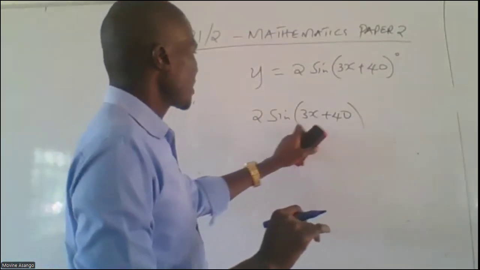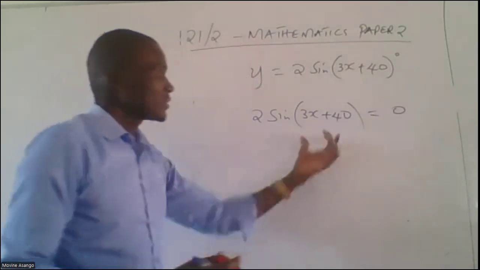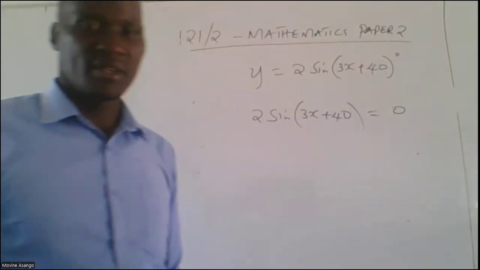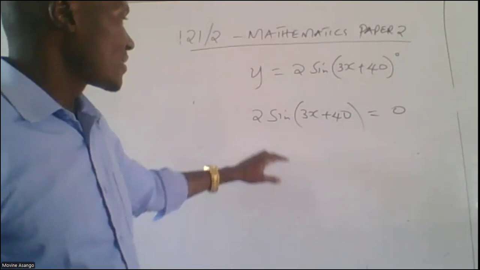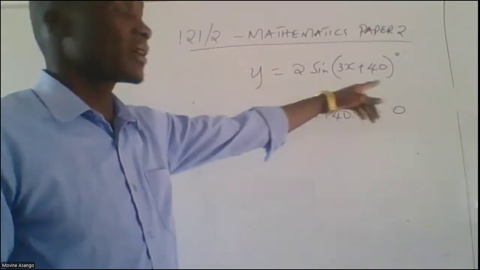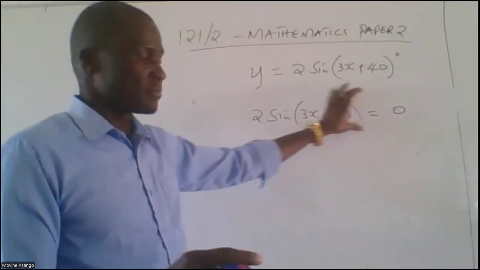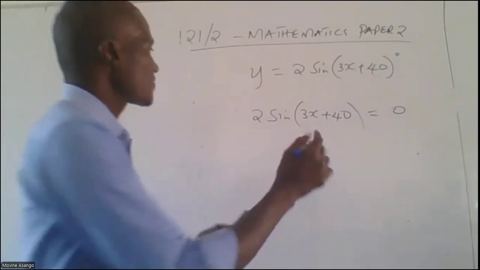So we have 2 sine 3x plus 40 is equal to 0. Now you want to solve this equation using your graph. Most students draw this graph one more time, and then they realize it is the same graph that they have drawn. So they have made a mistake. So what are we supposed to do? We must form a straight line equation from here. But this is very simple.